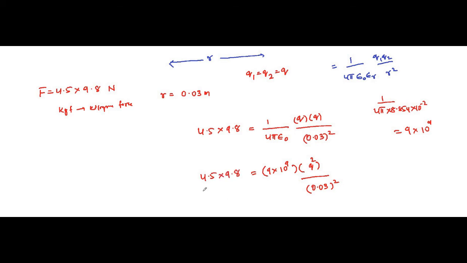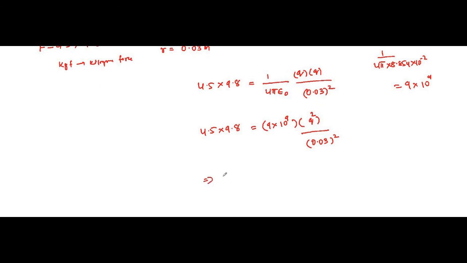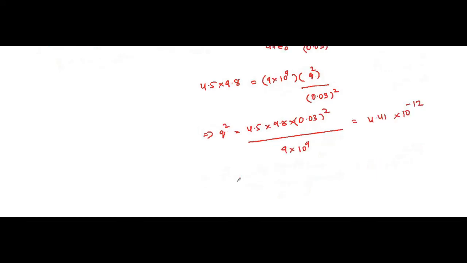That implies q square is equal to 4.5 into 9.8 into 0.03 whole square by 9 into 10 to the power 9. If we calculate it, it comes around 4.41 into 10 to the power minus 12. So the magnitude of the charge is 2.1 into 10 to the power minus 6 coulomb.